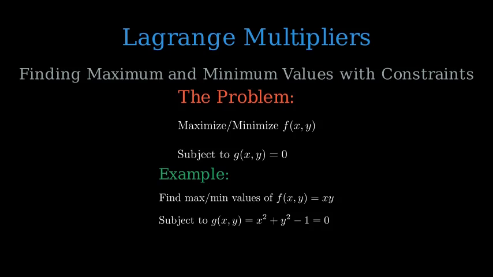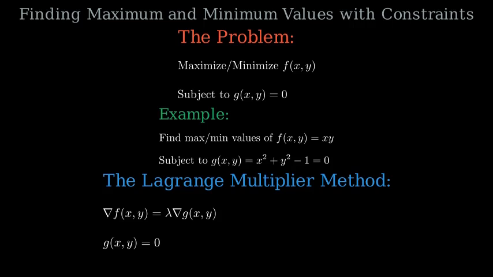The key insight of Lagrange multipliers is that at an extreme point on a constraint, the gradient of our function f is parallel to the gradient of the constraint g. Mathematically, this means that the gradient of f equals lambda times the gradient of g, where lambda is a new variable called the Lagrange multiplier.